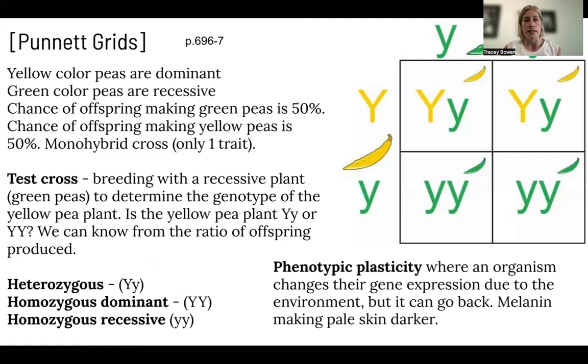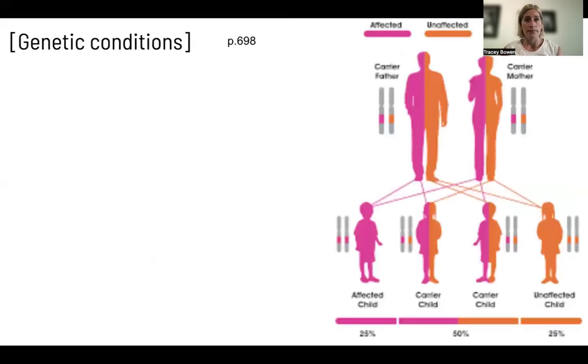But in the summertime, you might get a suntan or your skin might become darker. That's where your skin is making more melanin. This gene is being expressed to produce melanin to protect your skin from UV light. This is called phenotypic plasticity.